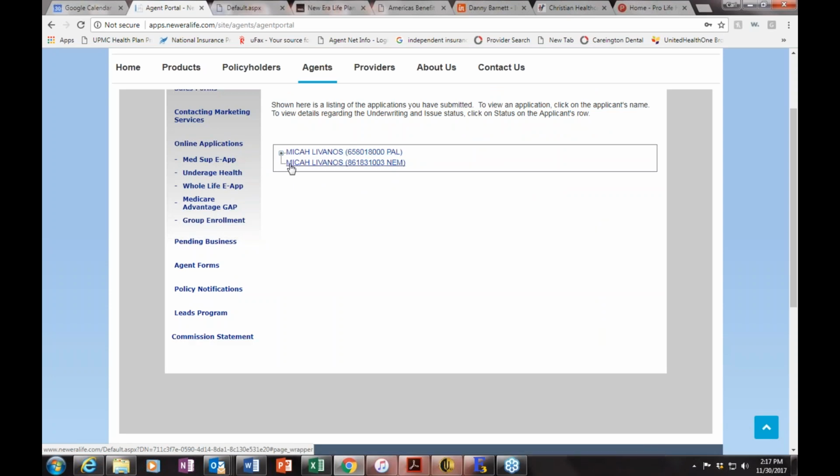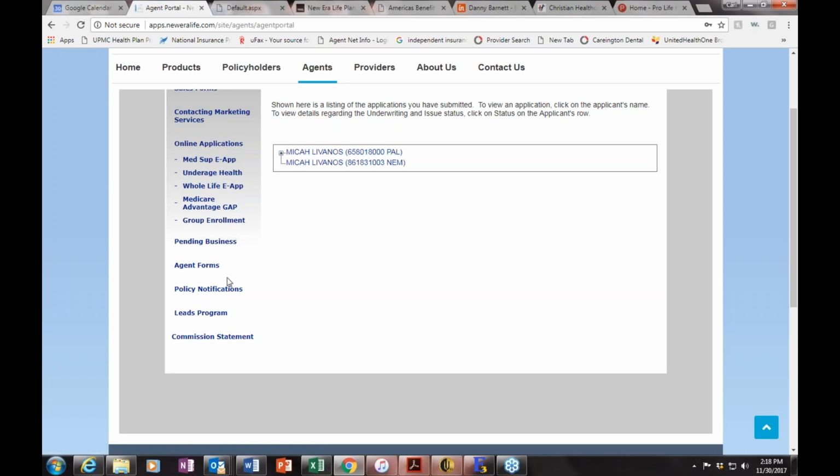Your name will be listed here, and your client's name will be listed underneath. I don't necessarily want to click down on here to reveal anybody's privacy, but your name will be listed, your client's name, their ID number, and what the status is. Was it received? Are they waiting for a telephone interview? Are they waiting for the payment? So it will tell you what is happening, and then it'll tell you whenever it's been approved or whenever the bank draft has gone through also.